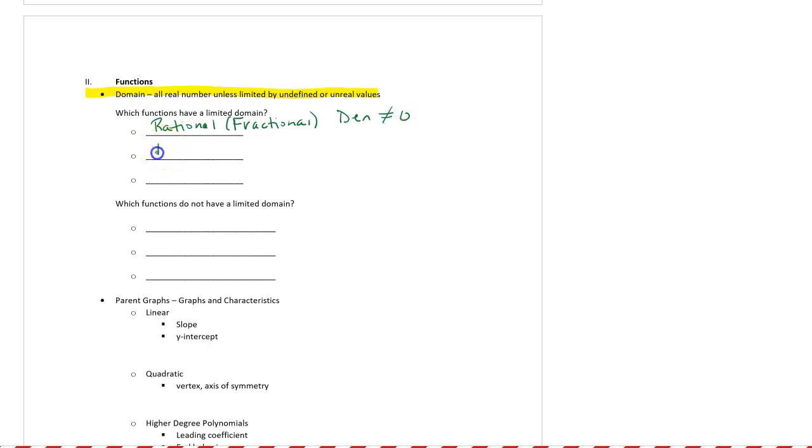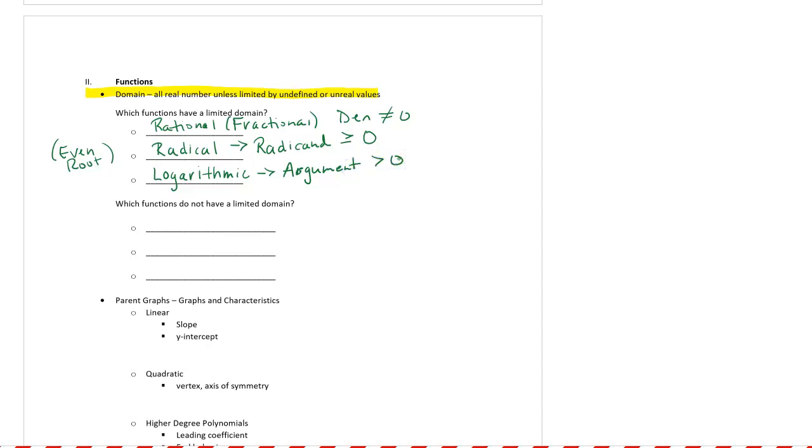We also had radicals, and of course, we're assuming those are even root radicals because odd root radicals don't have a limited domain. And in that case, you set what's under the radical, or we learned that's called the radicand, greater than or equal to 0. And then finally, at the end of the semester, we learned the last type of function that had a limited domain, and that's a logarithmic function. And in that case, you set the argument just greater than 0.